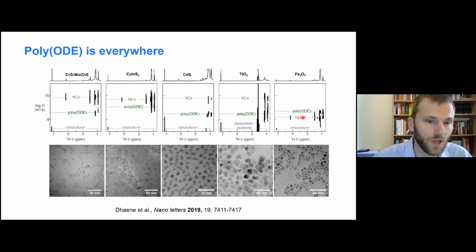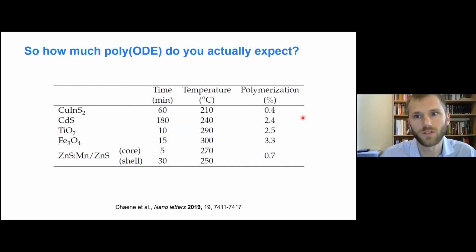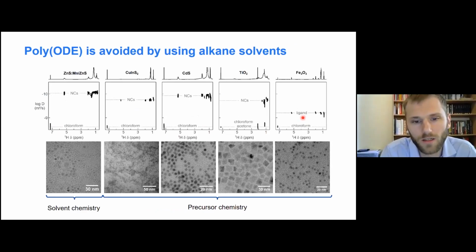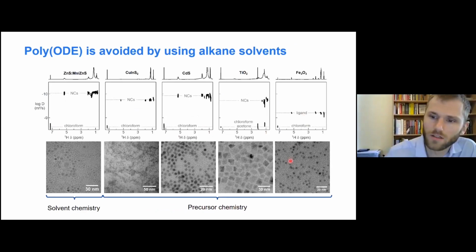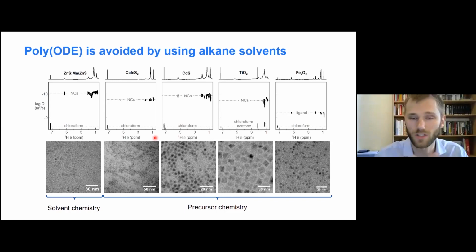Well, one of the obvious answers is don't use octadecene. Use another high boiling solvent, such as octadecane, or hexadecane, or squalane. Those are all good options. And in many cases that actually works. You can get exactly the same nanocrystals as you got before, but this time without polymerized octadecene. That is, if your nanocrystal reaction depends on some precursor chemistry that's controlled, and the solvent should be there as an inert heat transfer medium.